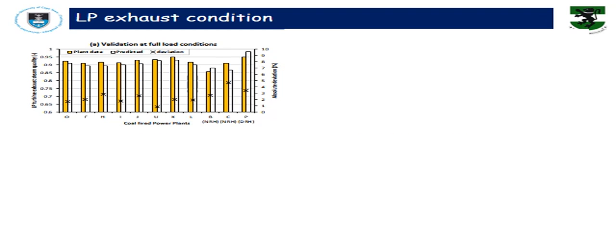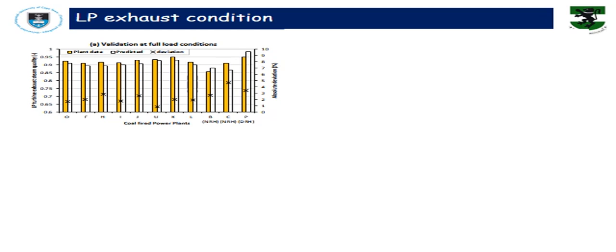Now we begin with the low pressure turbine exhaust condition. This condition is very important for us to examine because for most power plants, you don't want the power plant to operate in a condition that is having a steam dryness fraction that is below 0.85. And this is done to protect the LP turbine.